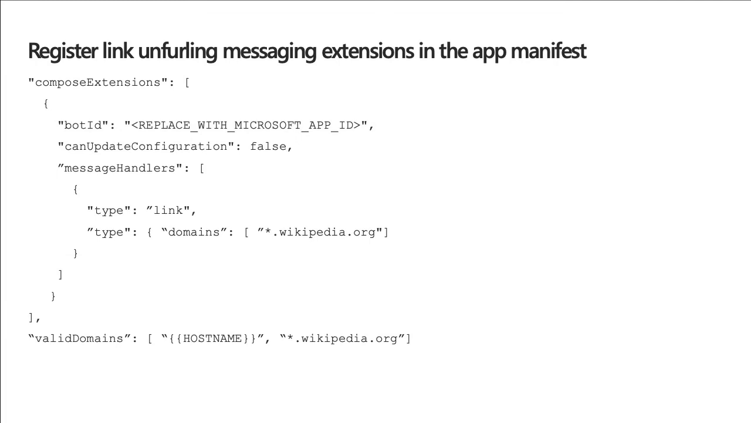Adding link unfurling to messaging extensions follows a similar process as action and search commands. You'll first register the domains that are supported by your messaging extension and then implement the handler in your web service. The first step is to register your link unfurling messaging extension in your Microsoft Teams app manifest file. You're going to do this by adding an entry to the message handlers property on the compose extensions property. The type property must be set to link, and the value property must contain a domains collection of domains that the link message handler watches for. If a link is added to the message that matches a domain that is listed in this collection, the message handler is going to be invoked. In addition to the message handlers property, all valid domains must be listed in the valid domains property of the Microsoft Teams app manifest.